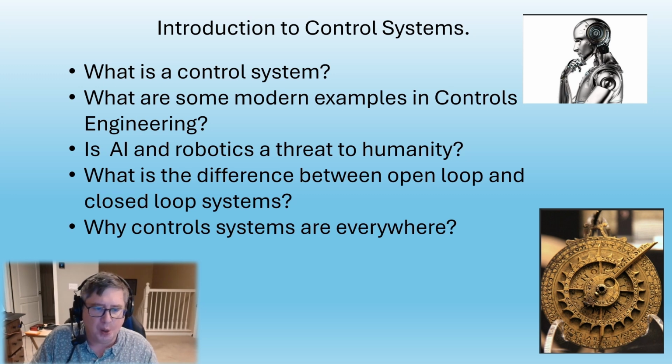So we're going to talk about what is a control system. What are some modern examples of controls engineering? Is AI and robotics a threat to humanity? What is the difference between open loop and closed loop, and why control systems are everywhere?